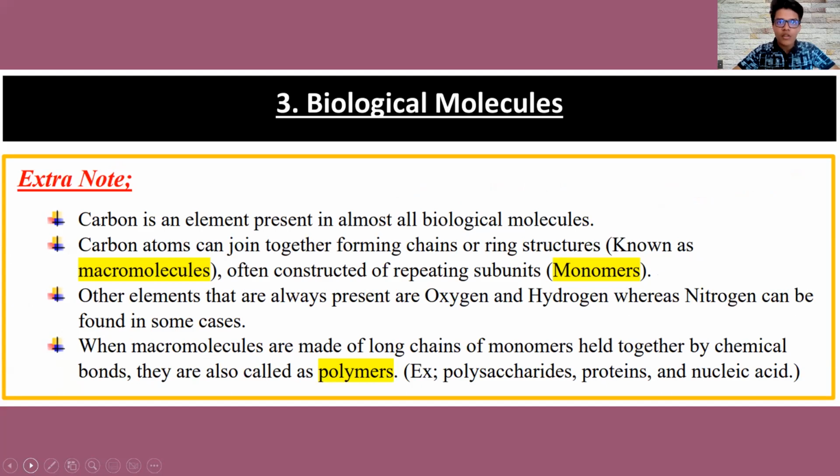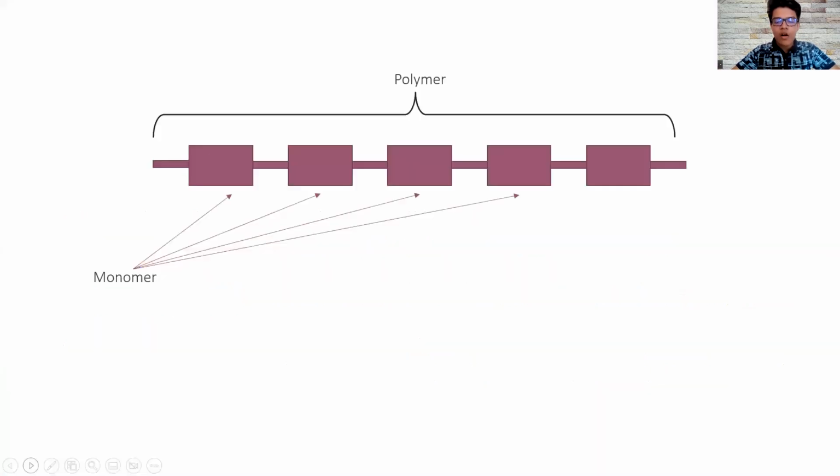Before actually moving on to the components, we have some additional information. Carbon is an element present in almost all the biological molecules, and these carbon atoms join together forming chains or ring structures, which are known as macromolecules or polymers. So the terms monomers and polymers, where monomers are often the smaller repeating subunits that join to form a polymer.